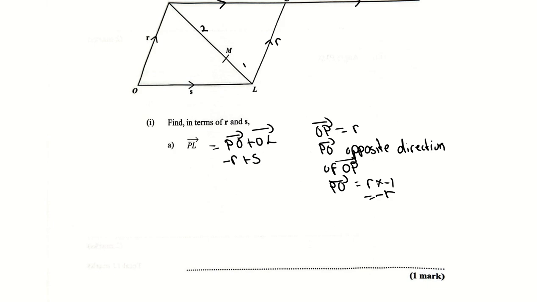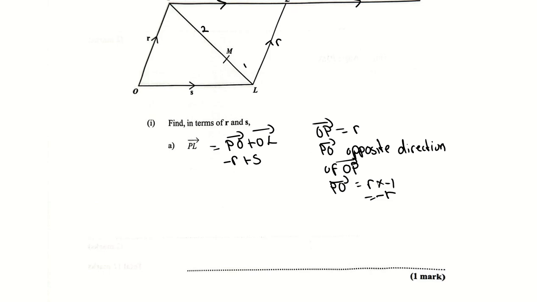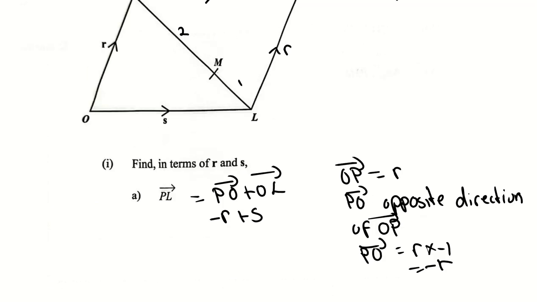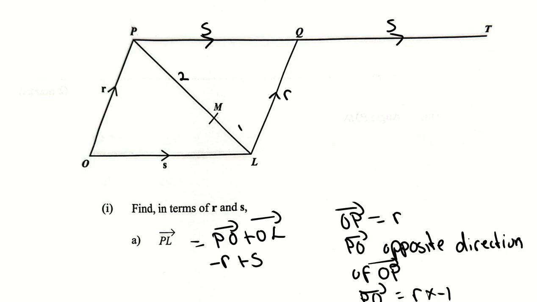They want OM. So let's just zoom in here. We're going from O to L and then L to M, or we can go from O to P and P to M. Up to you. Now let's discuss this. If we look at this, how many parts is this in our ratio? This is 3 parts, right?